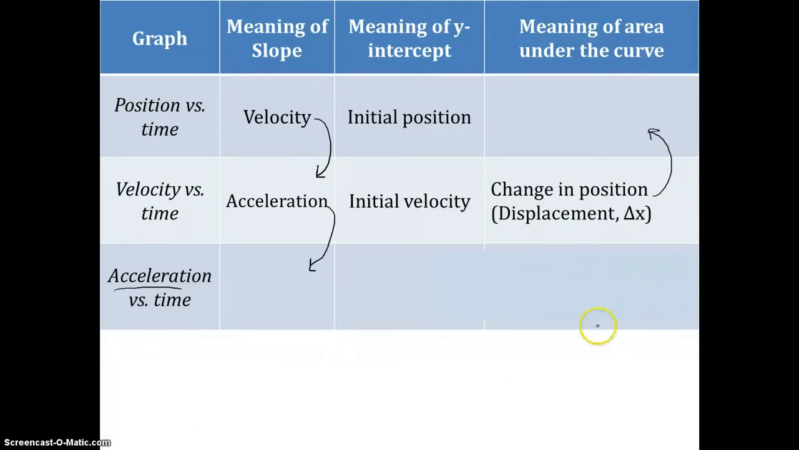It does have an area under the curve, and that does have a meaning. That meaning actually gives us the change in velocity. So velocity versus time gave us the displacement, or the change in position. Area under the acceleration versus time gives us the change in velocity. Let me explain why that is.